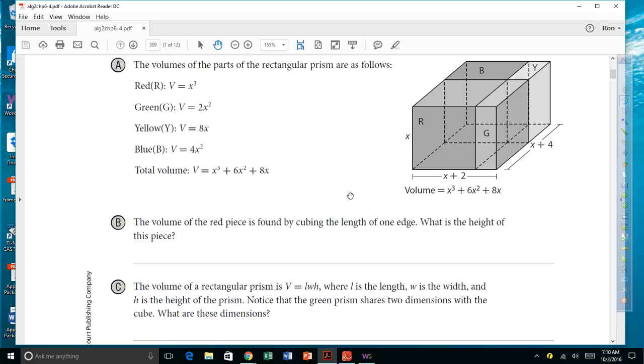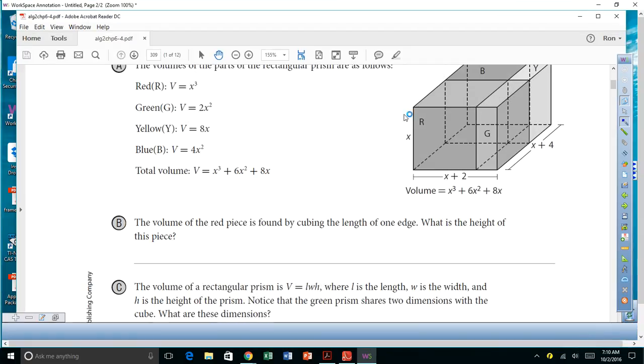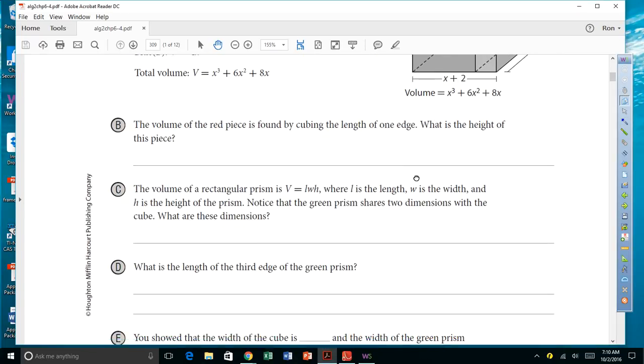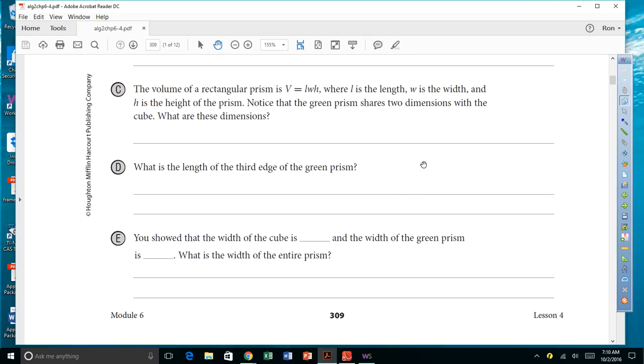The volume of the red piece is found by cubing the length of one edge. What is the height of that piece? The height is right there. The height, x. The volume of a rectangular prism is V equals length times width times height, where L is the length, W is the width, and H is the height of the prism.